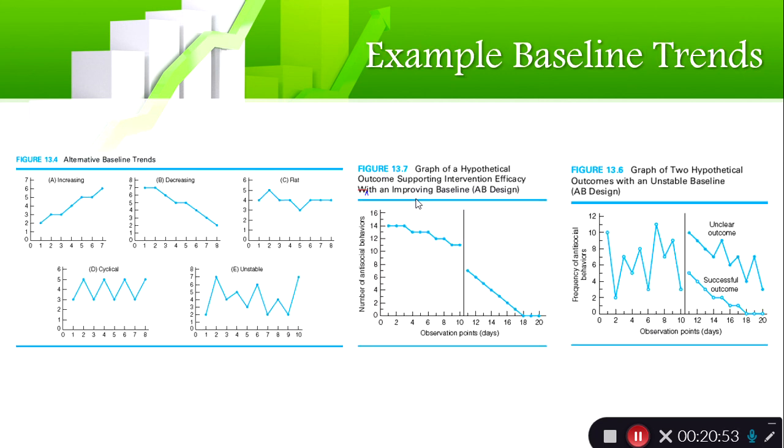And so here are some examples of baseline trends. Here is what a clear increasing trend would look like, and then a decreasing trend, a flat trend, a cyclical trend, and an unstable trend. So we definitely don't want something like this going on, right?